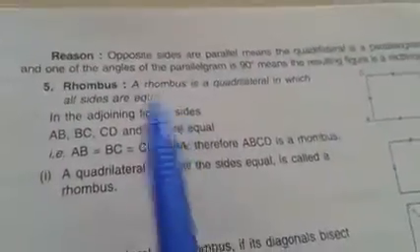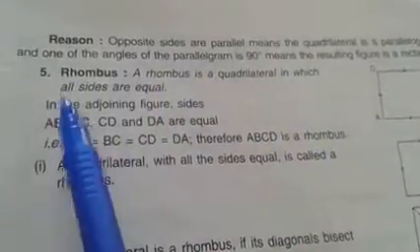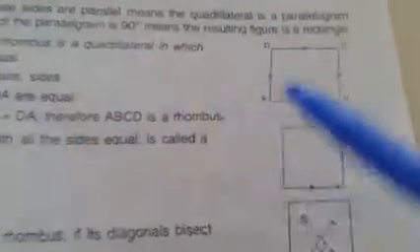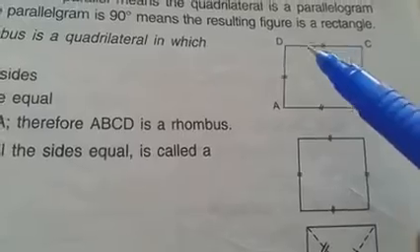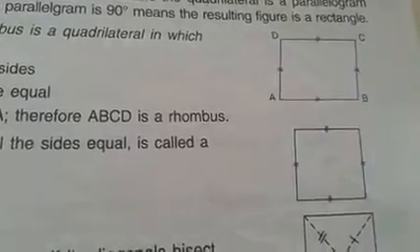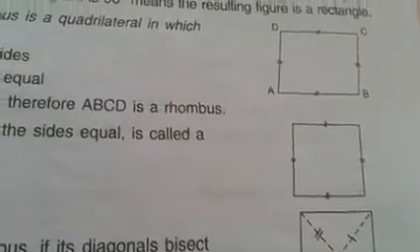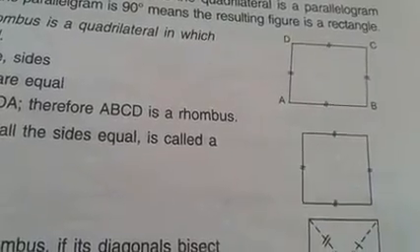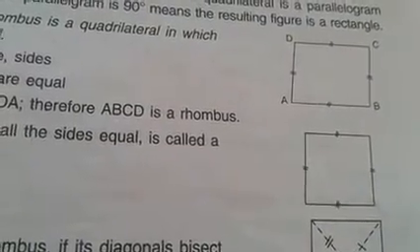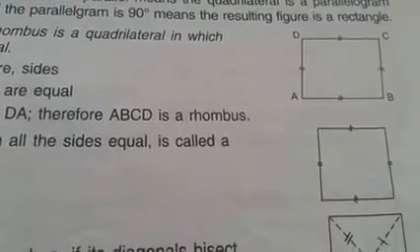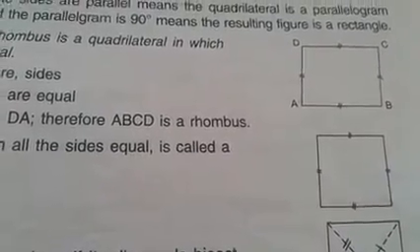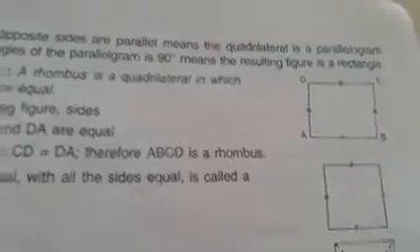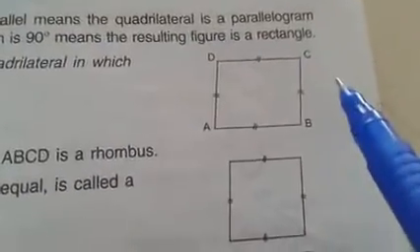Now next is rhombus. A rhombus is a quadrilateral in which all sides are equal. You can see here, a rhombus is a quadrilateral in which all the sides are equal. Then you will say, Miss, how can it be a rhombus? All sides are equal means what comes to your mind? It comes that we are talking about a square. But no, that's why this complete introduction is being given. Okay. So a rhombus is a quadrilateral in which all sides are equal, but it's not a square.